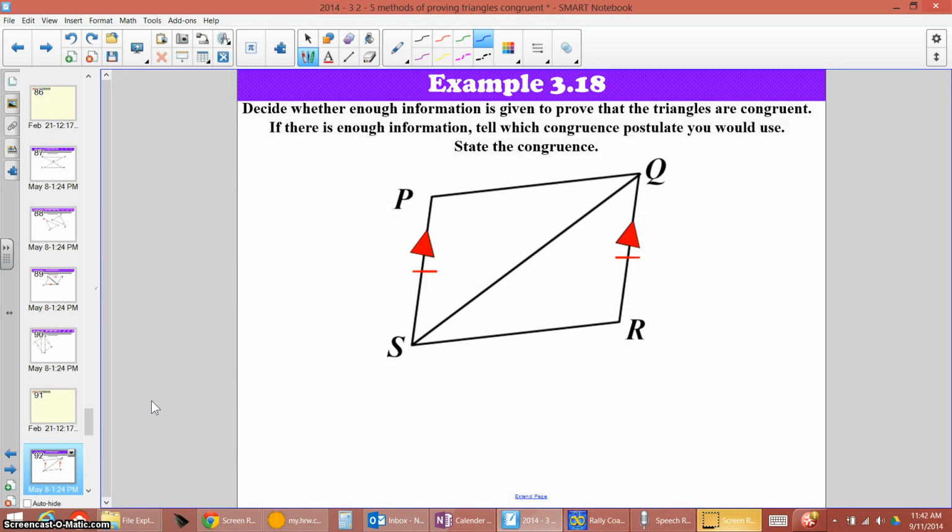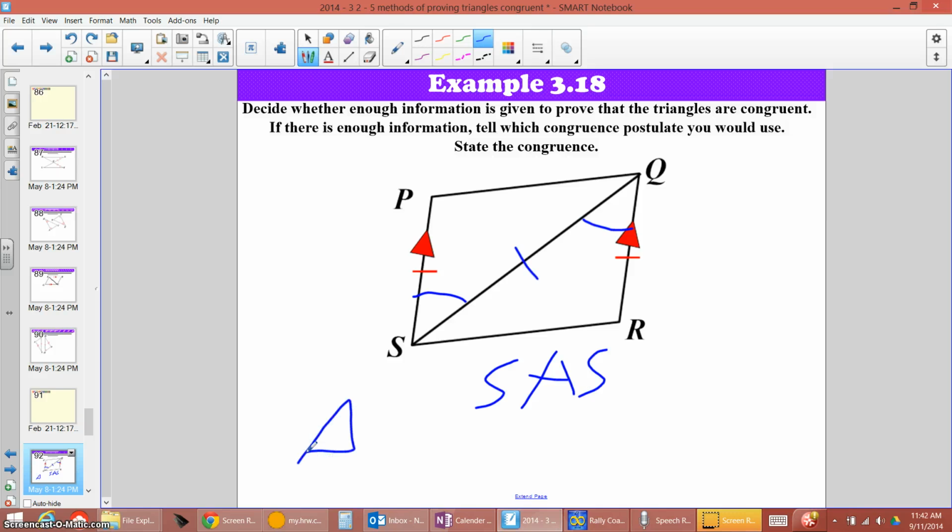Decide whether there's enough information. I've got parallel lines and a side. I can show that this angle here is congruent to this angle here by alternate interior angles. I can show that SQ is congruent to itself because of reflexive property. Now I have side angle side. And I would write the congruence using the right points.